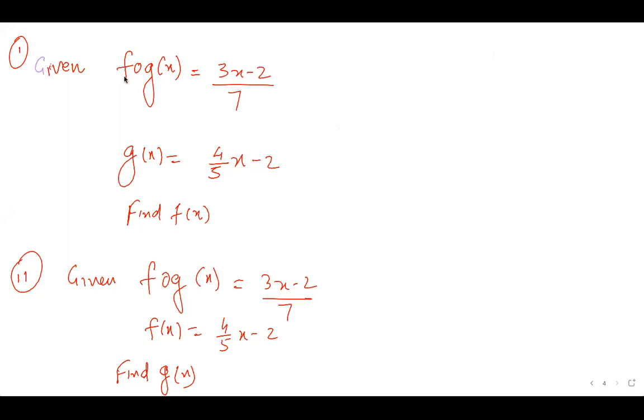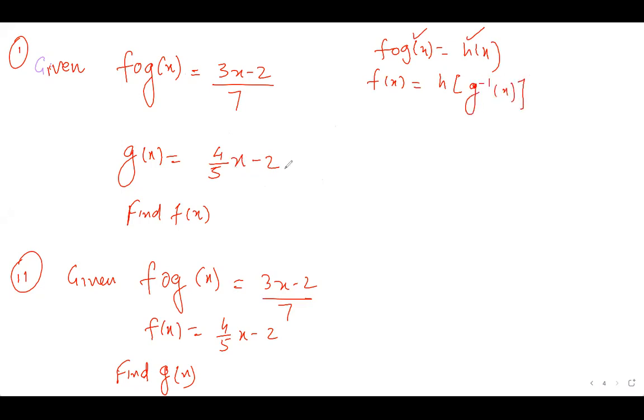So the first question here is f of g of x is given as 3x minus 2 over 7, and g of x is given as 4 by 5 x minus 2. Since f of g of x is h of x, here g of x is given, h of x is given, and you want to find f of x, it is going to be h of g inverse x.